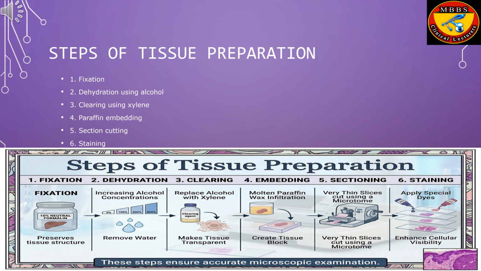4. Embedding. The tissue is infiltrated with molten paraffin wax and placed in a block to provide support. 5. Sectioning. Very thin slices of tissue are cut using a microtome. 6. Staining. Special dyes are applied to enhance visibility of cells and tissue structures. These steps ensure that tissue samples can be examined accurately under the microscope.